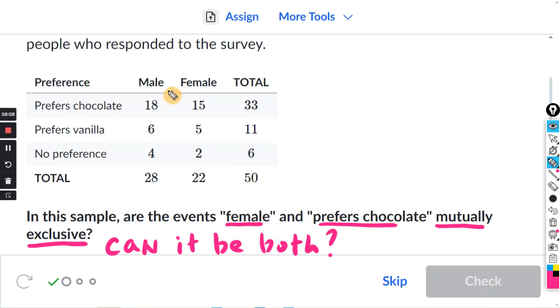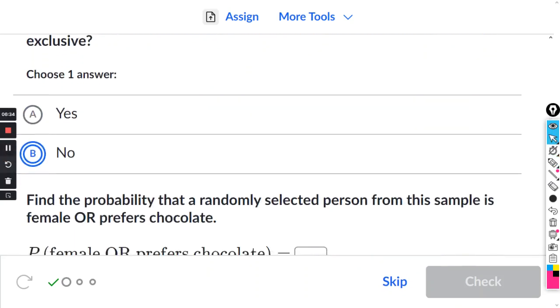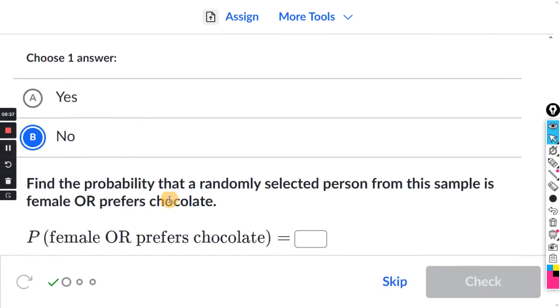Well, clearly from the chart here, we can see the females that prefer chocolate are 15. So can it be both? Yes. So are they mutually exclusive? Mutually exclusive means one or the other. So the answer is no, they are not mutually exclusive because it can be both. So select no. Follow up, find the probability that a person is female or prefers chocolate.